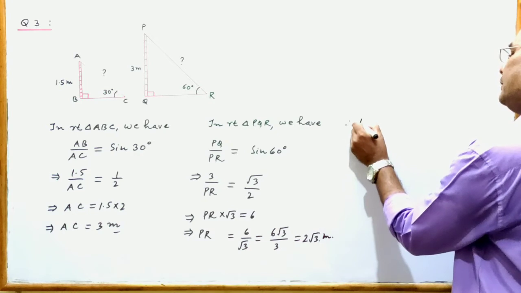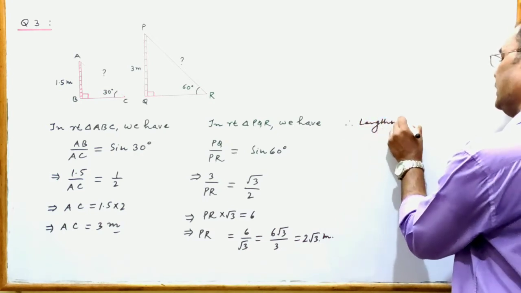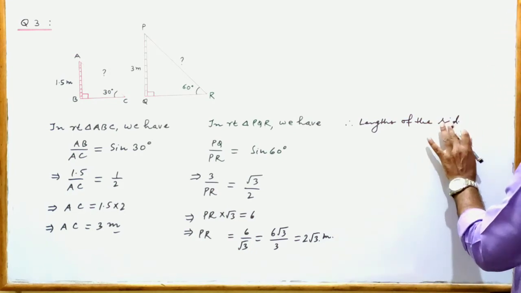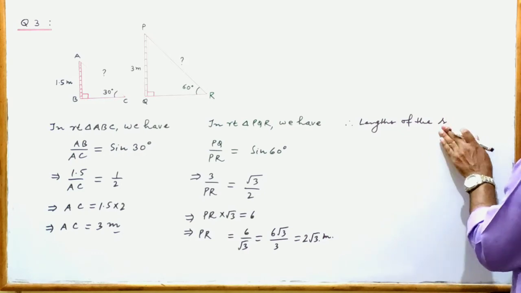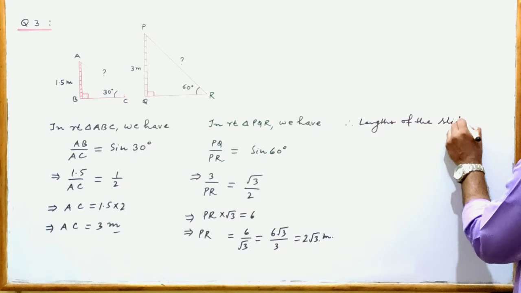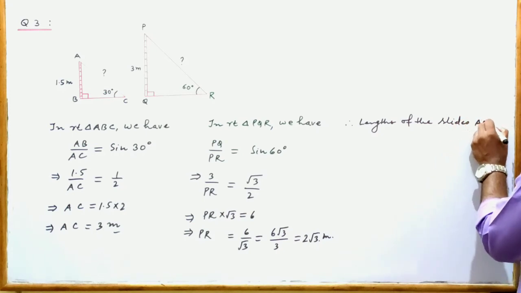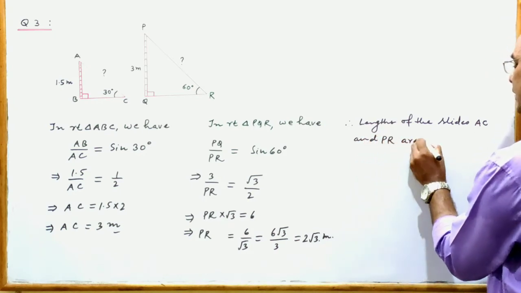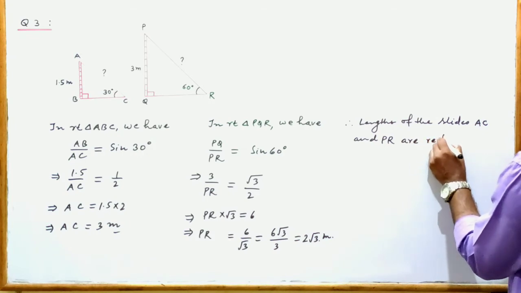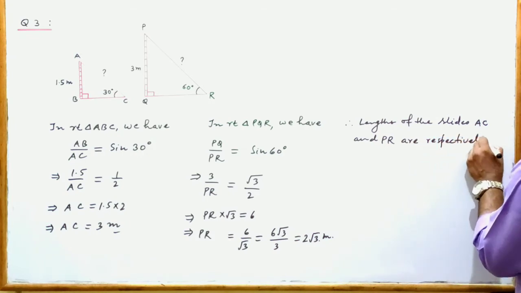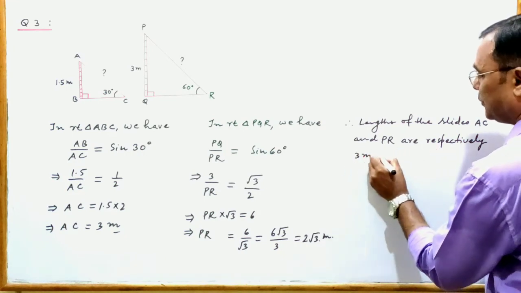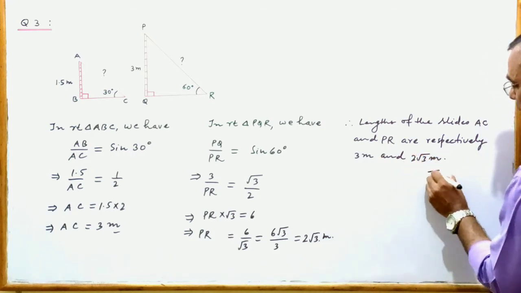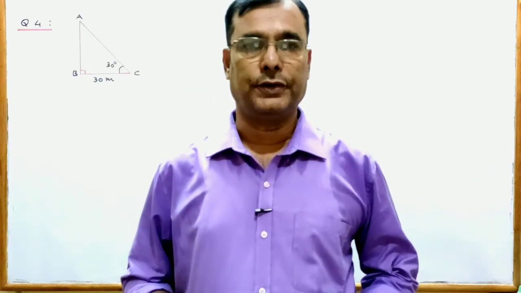So therefore lengths of the slides AC and PR are respectively 3 meter and 2 root 3 meter, and this is the answer. Now fourth question.